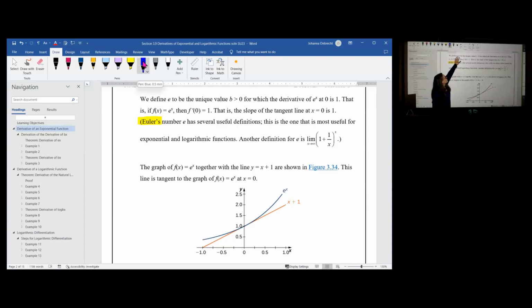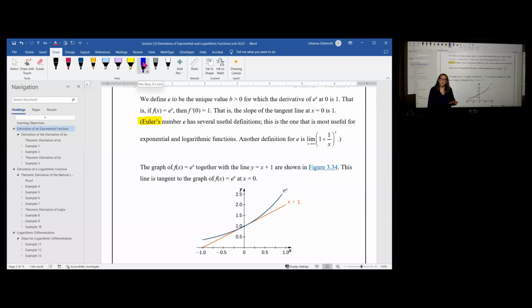We're going to define Euler's number, the italicized e, to be the unique positive number for which the derivative of that number raised to the x power at 0 is 1. In other words, on the graph of e to the x, when x is 0, the slope of the tangent line is going to be 1. That gives us f prime of 0 equal to 1.